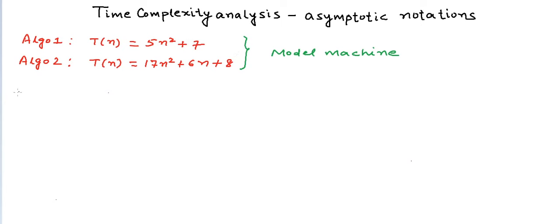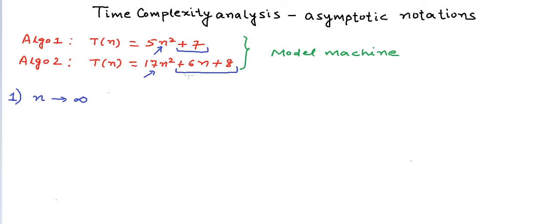Now, a couple of things about time complexity analysis. When we analyze time complexity, we analyze it for really large input sizes. So we want to analyze the time taken when n tends to infinity. In this case, if n tends to infinity, this +7 in the first function and this +6n+8 in the second function will become insignificant, compared to the n² term. And if n tends to infinity, this constant multiplier 5 and 17 also become insignificant. And these two functions will pretty much have a similar rate of growth for very high values of n.